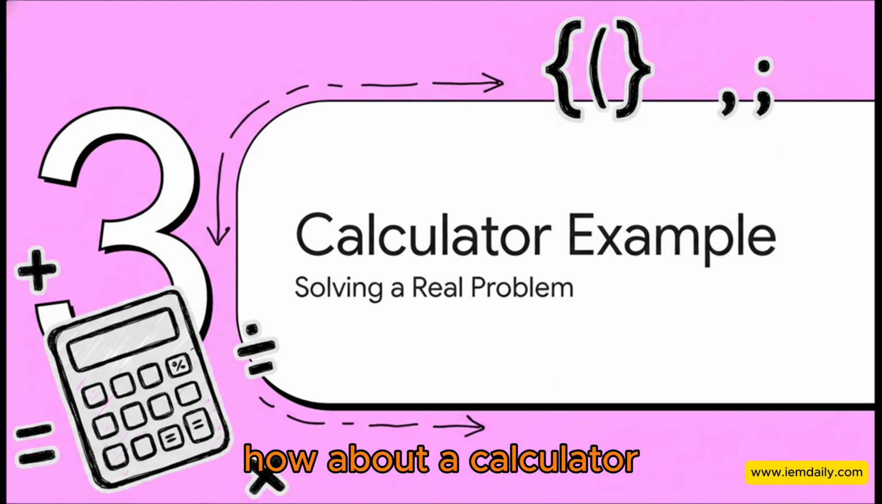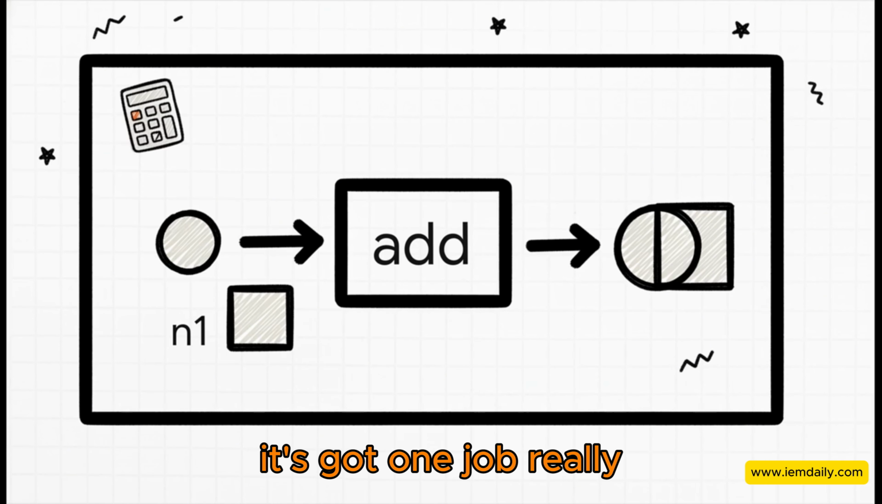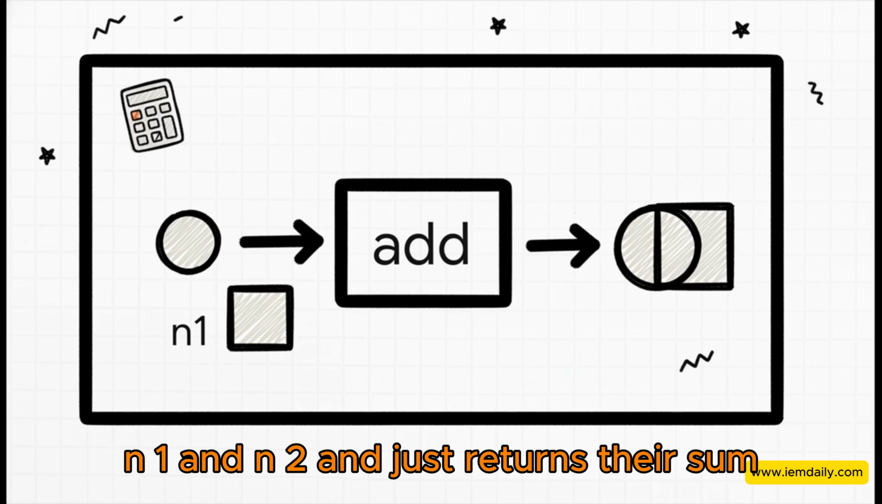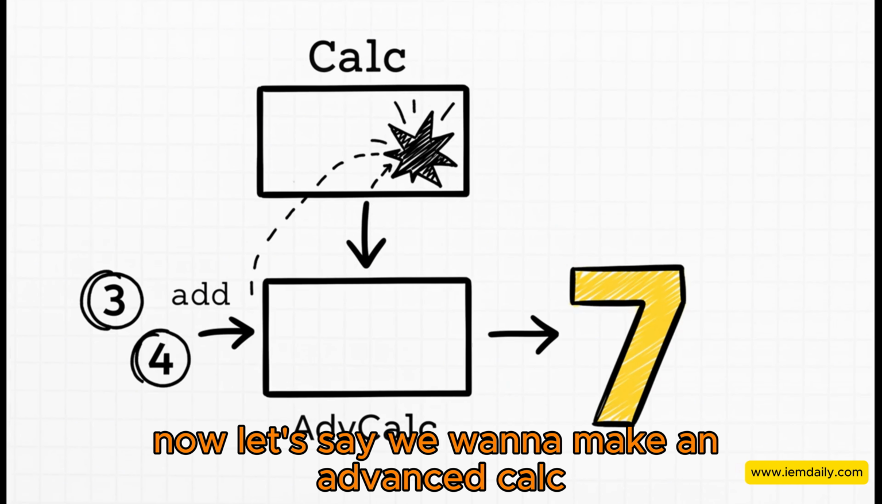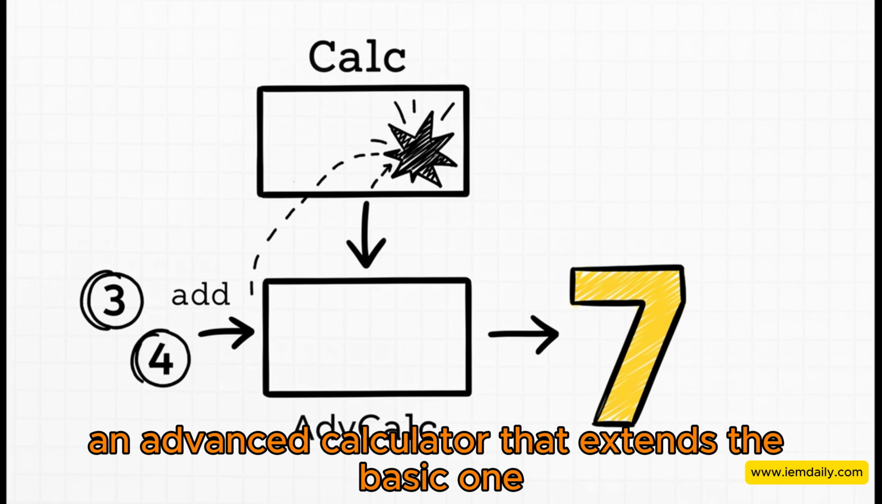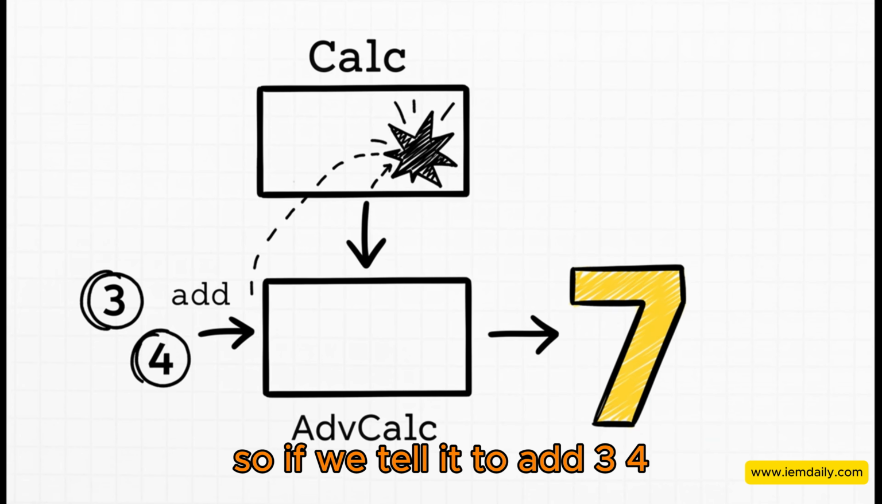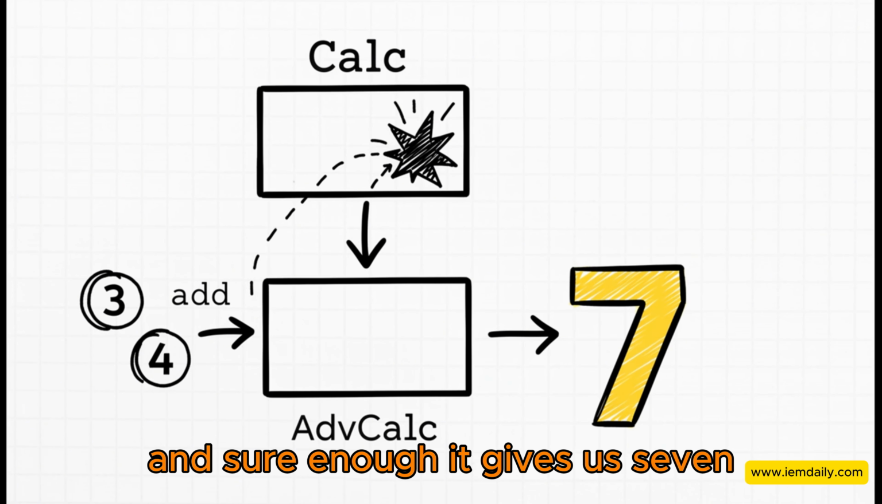How about a calculator? So here we have a basic Calc class. It's got one job, really. It has an add method that takes two numbers, n1 and n2, and just returns their sum. Super simple, very straightforward. Now, let's say we want to make an advanced calculator that extends the basic one. At first, we don't give it any of its own methods. So if we tell it to add 3, 4, it just uses the parent's logic. And sure enough, it gives us 7.